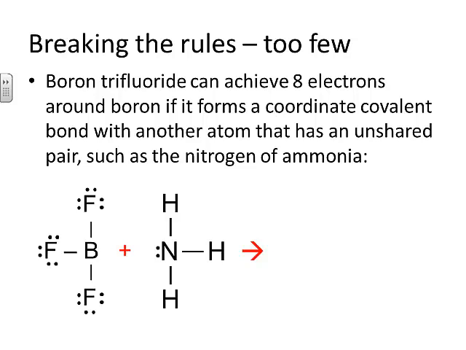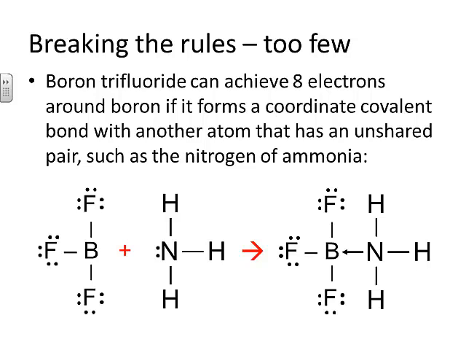Boron trifluoride can achieve 8 electrons around boron if it forms a coordinate covalent bond with another atom having an unshared pair, such as in ammonia. Nitrogen has that unshared pair, and that allows it to form a coordinate covalent bond where it donates both of those electrons to the boron.